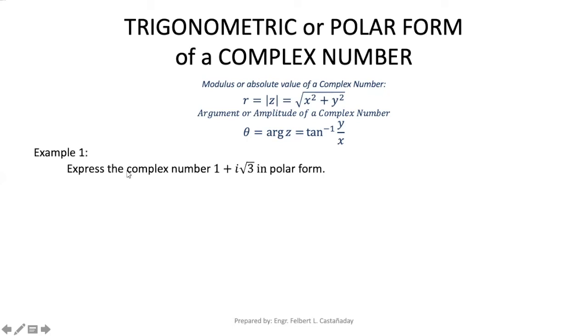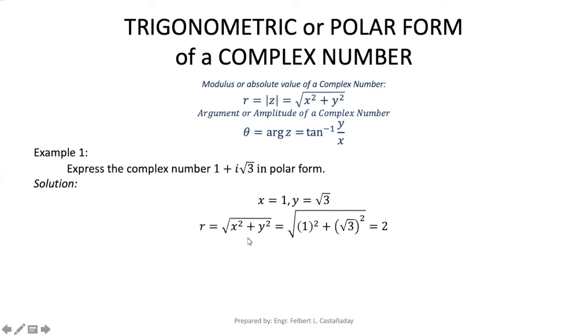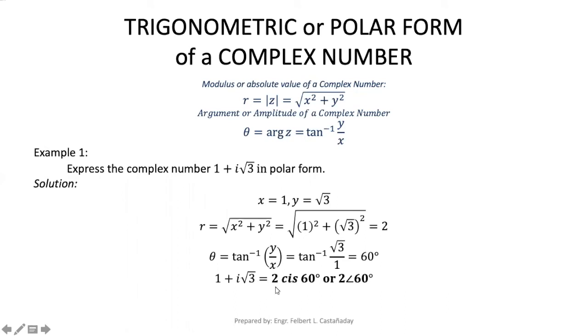Example number 1, express the complex number 1 plus i square root of 3 in polar form. The given is in rectangular form. It should be clear that x is 1 and y is square root of 3 in this complex number. By using the formula for finding the absolute value, we have the square root of x squared plus y squared. So the absolute value or the modulus is equal to 2. This is needed for us to form the polar complex number. Now for theta, we use arctangent of y over x. So y is square root of 3 and x is 1. Arctangent of square root of 3 over 1 is 60 degrees. That's why the complex number in polar form is 2 cis 60 or 2 argument 60 degrees.